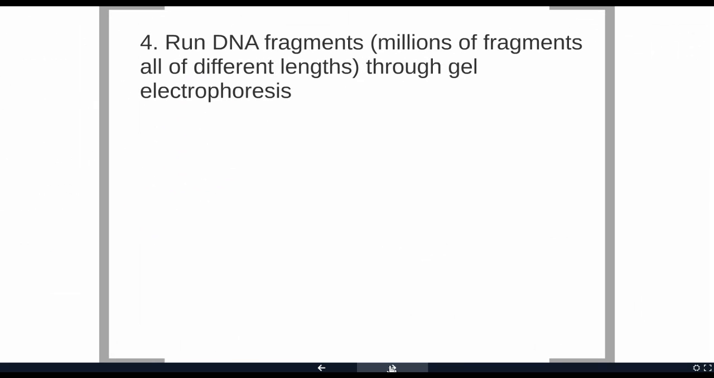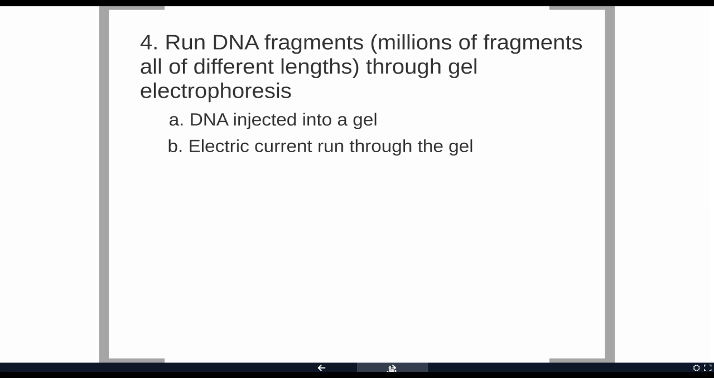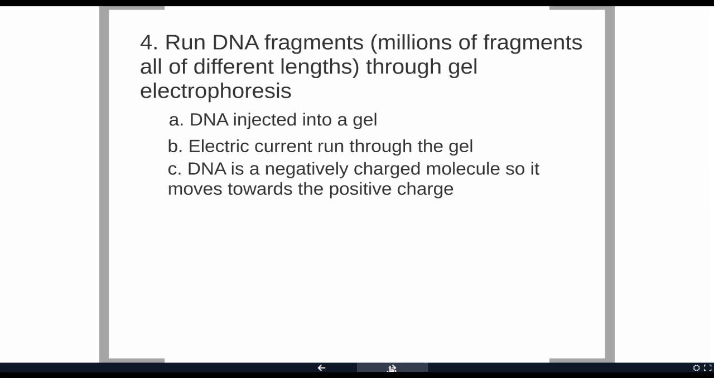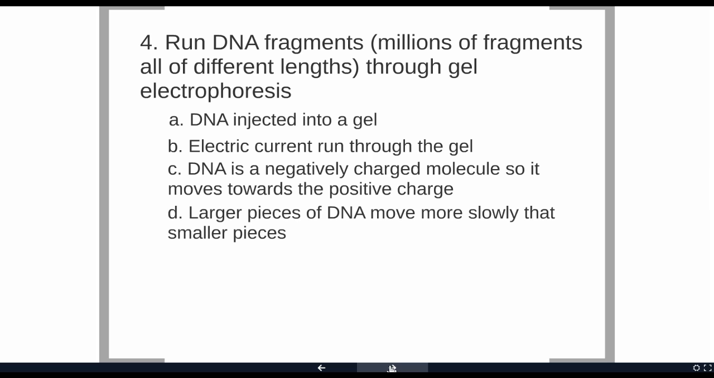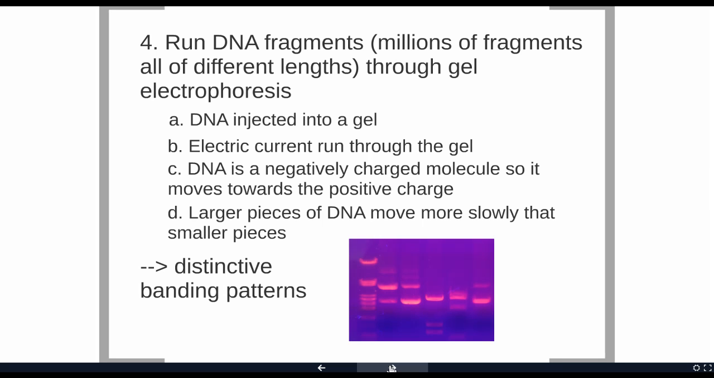Then we're going to take those little pieces and run them through a gel electrophoresis. The DNA is injected into a gel, and this is like a clear piece of jello made of agar. We're going to run an electric current through the gel. DNA is a negatively charged molecule, so it's going to move towards the positive charge. But here's the key. Large pieces of DNA move more slowly than smaller pieces, and so all those different fragments are going to get separated out by their size. And what this is going to do is create a distinctive banding pattern.